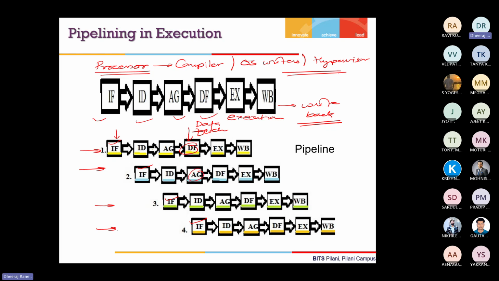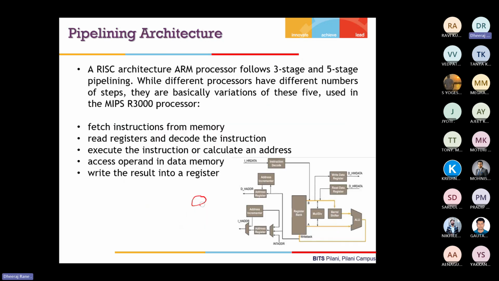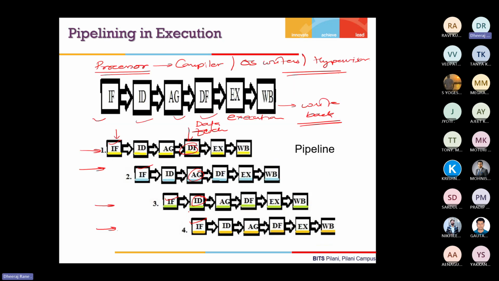For this, it will be address generator. For this, it will be instruction decode. And for this one, it will be the instruction fetch. So this way we can utilize pipelining. But again, the concept should be clear to you: who are the stakeholders who will be responsible for utilizing the concept of pipelining for the processor.